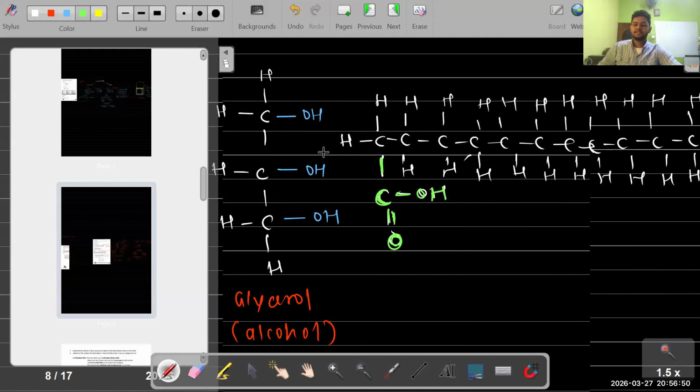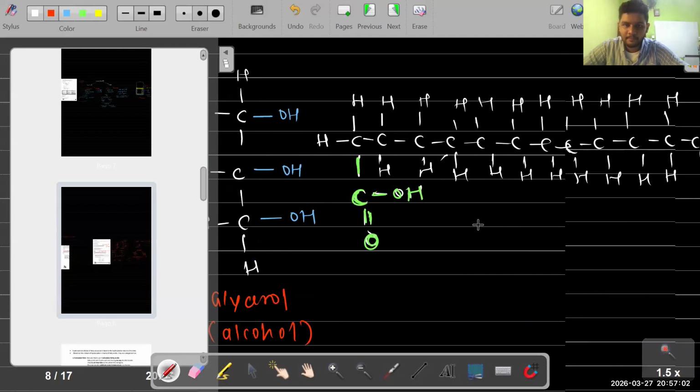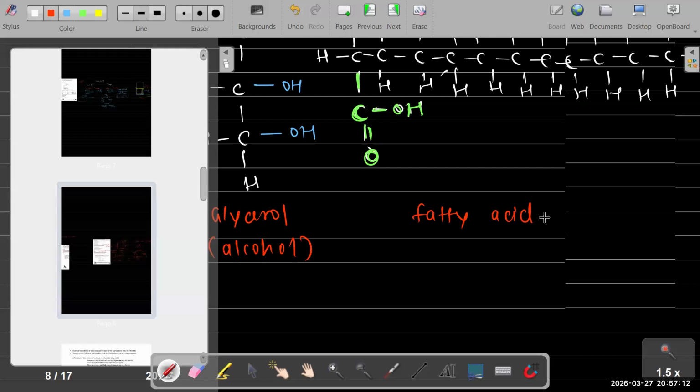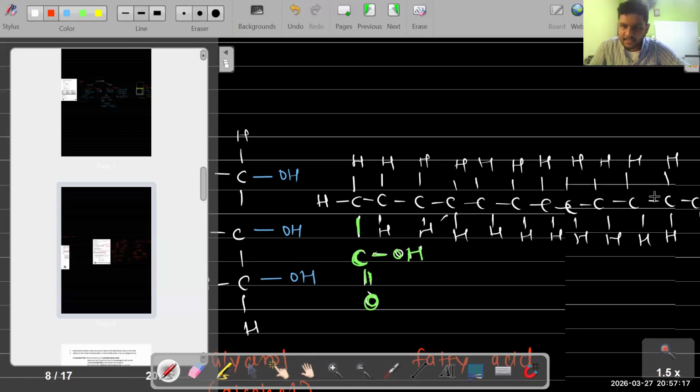Right. What is this complete molecule called? Just now I said. What is the name? Fatty acid. Right. Now fatty acid has a carbon skeleton. Now see this carbon skeleton varying from how many carbons to how many carbons? The range. 16 to 18 carbon.